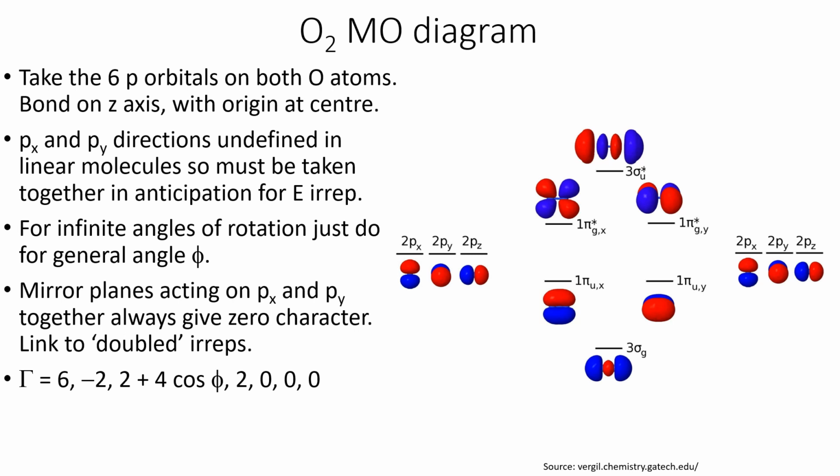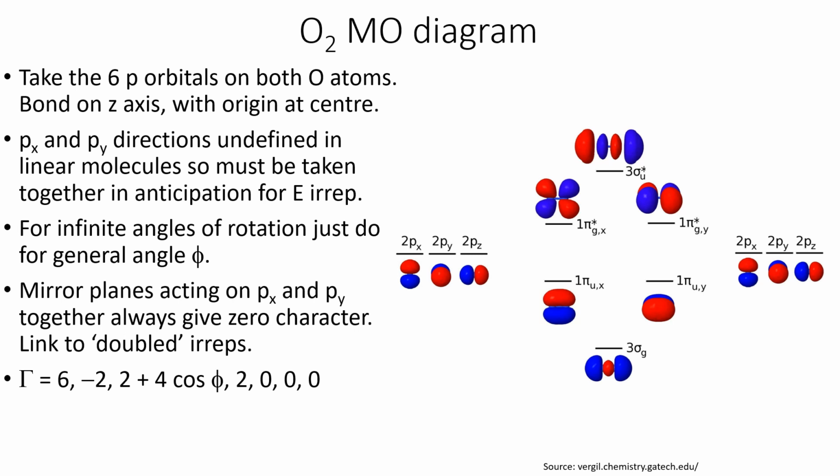So what's going on here? This is the rotation by phi degrees. What's happening here is the pz orbitals are completely unchanged by the rotation, so they each return a character of 1. So those two together give you the 2. And then the px and the py orbitals on both oxygen atoms each return a character of cos phi, so that gives you the 4 cos phi there. This is for the general rotation of any angle phi.